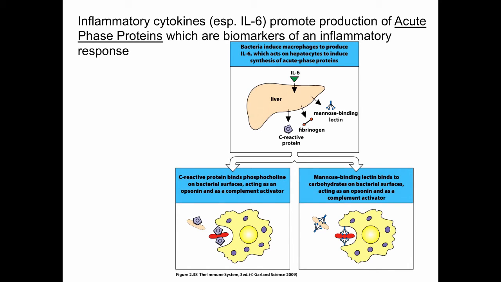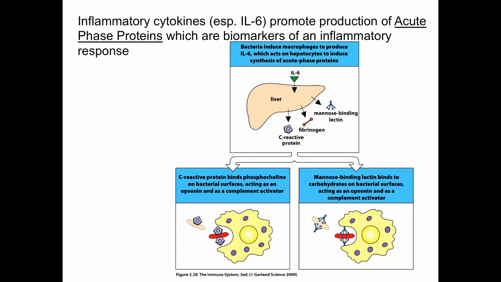And so these inflammatory cytokines produce a characteristic acute inflammatory response. And when these cytokines are released systemically, they can produce what's called an acute phase response, characterized by the production of what are called acute phase proteins.